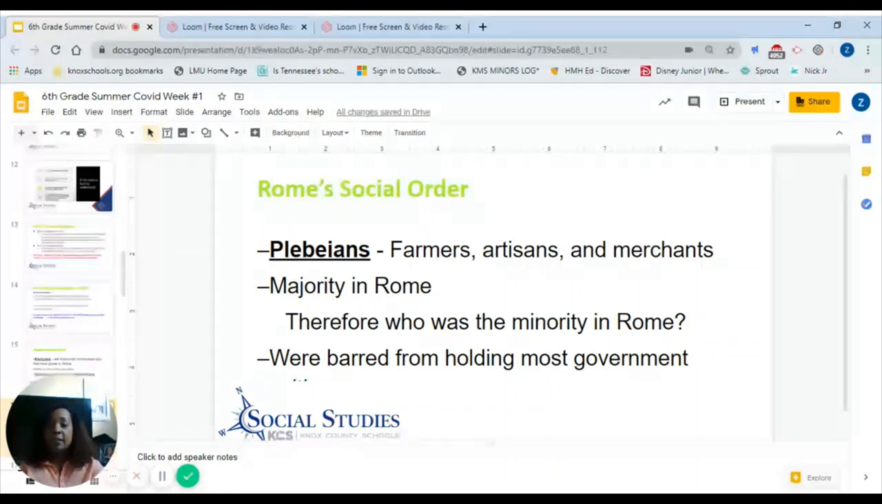Next were the Plebeians. They were farmers, artisans, and merchants. They were the majority in Rome. Therefore, who was the minority in Rome? That's right, the Patricians. However, the plebeians were barred from holding most government offices. So let's do the math. If the patricians were 10%, and then we have the slaves that were 30%, that makes 40%. What's left to make 100%? 60%. So 60% of the population was plebeians.